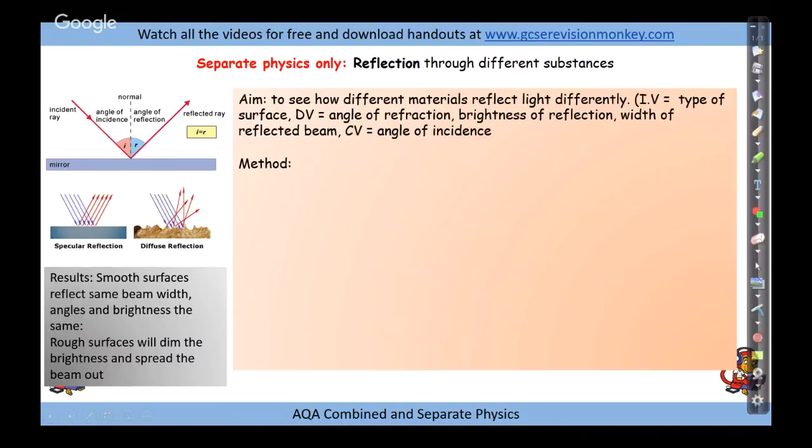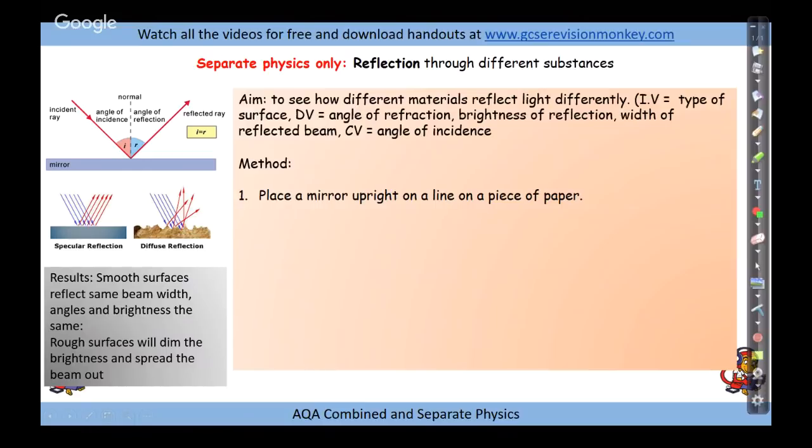So the results we would probably be expecting here is that a smooth surface, like a mirror, is going to reflect a beam with exactly the same width, the same angles, and the same brightness. But a rough surface, like a piece of paper maybe, or a piece of metal that's still shiny, but maybe you can't see your image in, that might dim the brightness and it might spread the beam out. And that's because a flat mirror is going to give us specular reflection, whereas a bumpy surface might give us diffuse reflection.